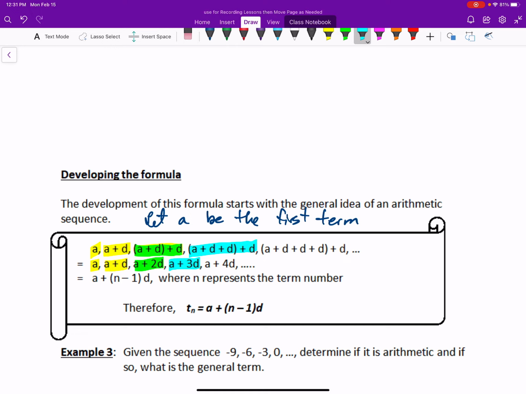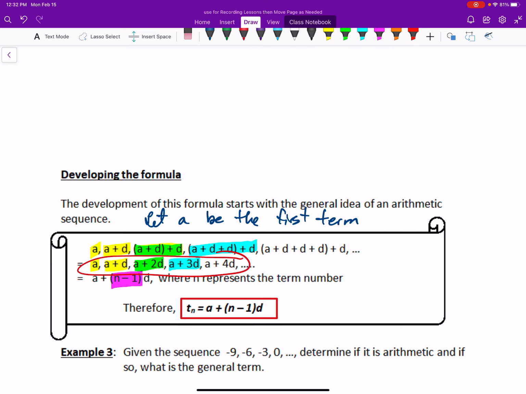So if I want to know, for any particular term, how many D's I've got, I just need to take the term number and subtract 1. So in the second term, I'd have 1 D, 2 minus 1. In the third term, I'd have 2 D's, 3 minus 1. And you can see that just by looking at the example above here. We've always got 1 less D than the term number. So when we put that all together, we get this formula.